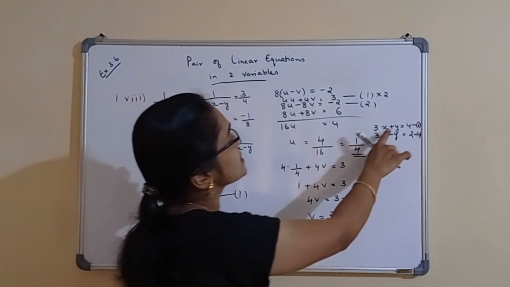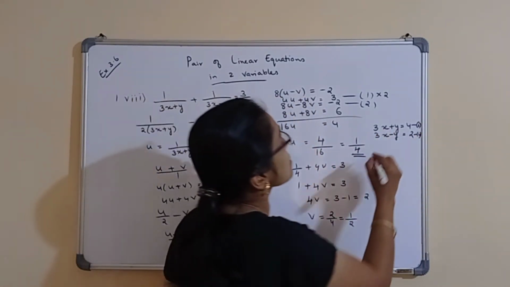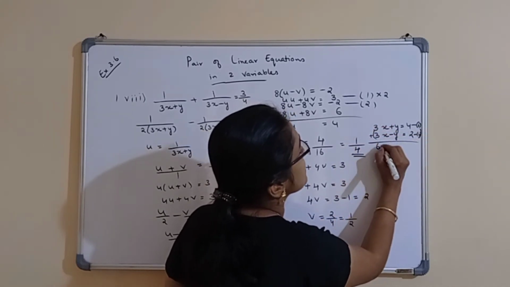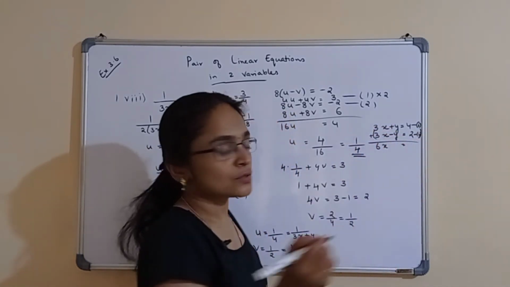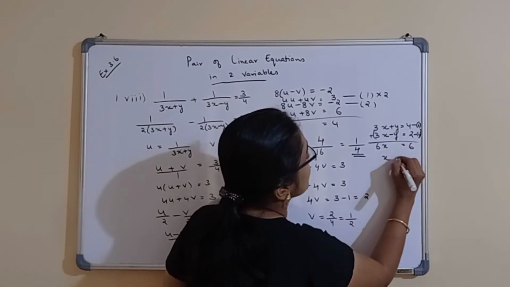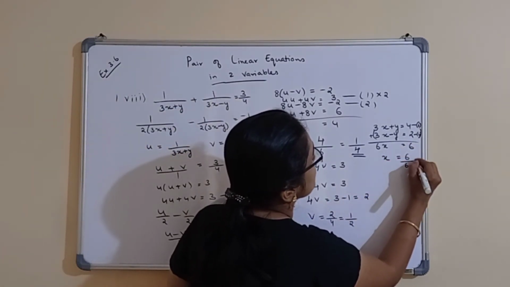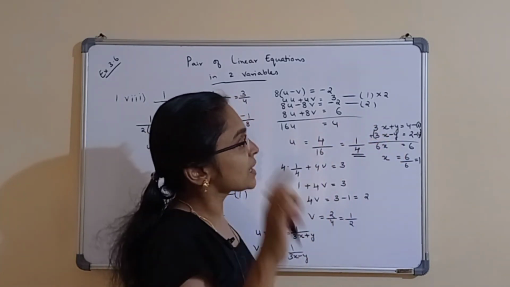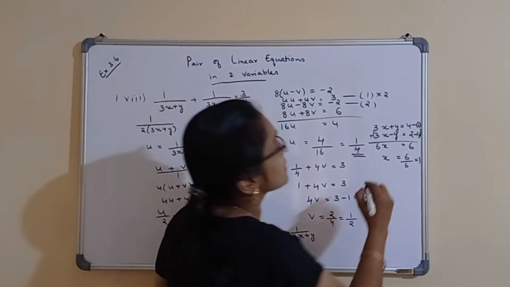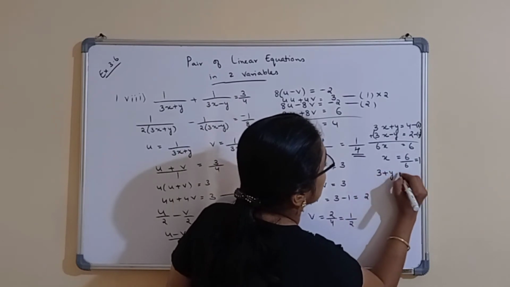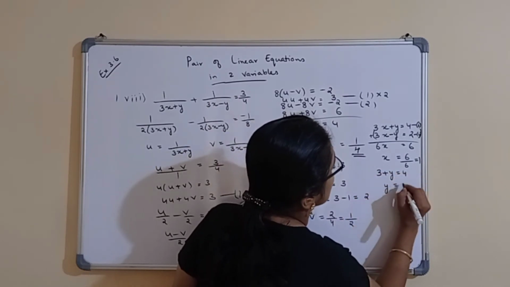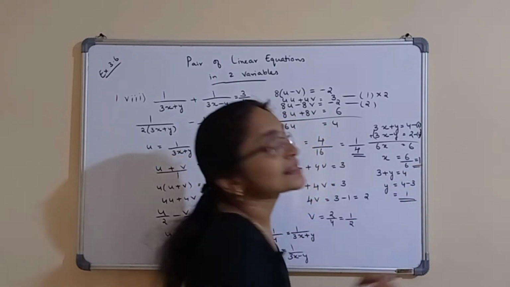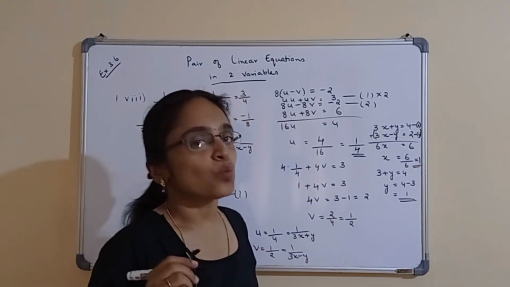Now, if we add these, we can eliminate y, right? So, adding them, we will get 6x is equal to 4 plus 2, which is 6. So, what is the value of x? 6 by 6, which is equal to 1. Now, substitute that here. So, 3 into 1 is 3. 3 plus y is equal to 4, which means y is equal to 4 minus 3, which is equal to 1. So, the value of x is 1 and y is 1.